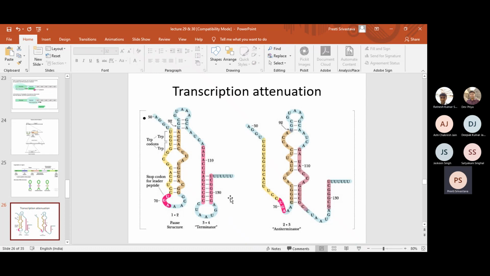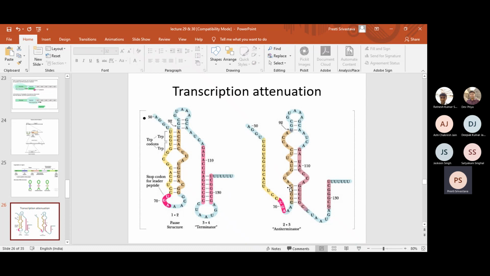So when 1 and 2 and 3 and 4, when these two form the hairpin loop, then actually the transcription will be terminated. On the other hand, class, when the pairing happens between 2 and 3, it will result in a hairpin structure like this, and this will actually not result in termination, because you see that this hairpin loop is not there, because 3 is not available for pairing with 4.